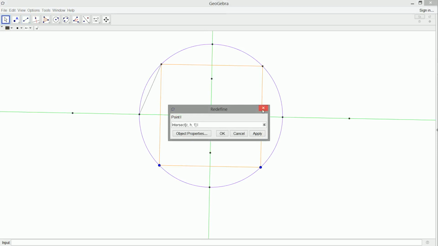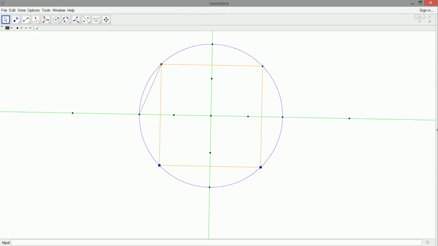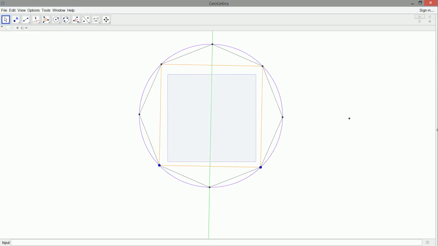Just use the segment tool. Don't double click. Always double clicking. Of course, if you're doing this with pencil and paper in real life, how could you possibly double click? But the program thinks I want to relabel a point or something. I don't know. But we got ourselves a regular octagon, and let's enjoy it by hiding all our other work, including the square we started with.